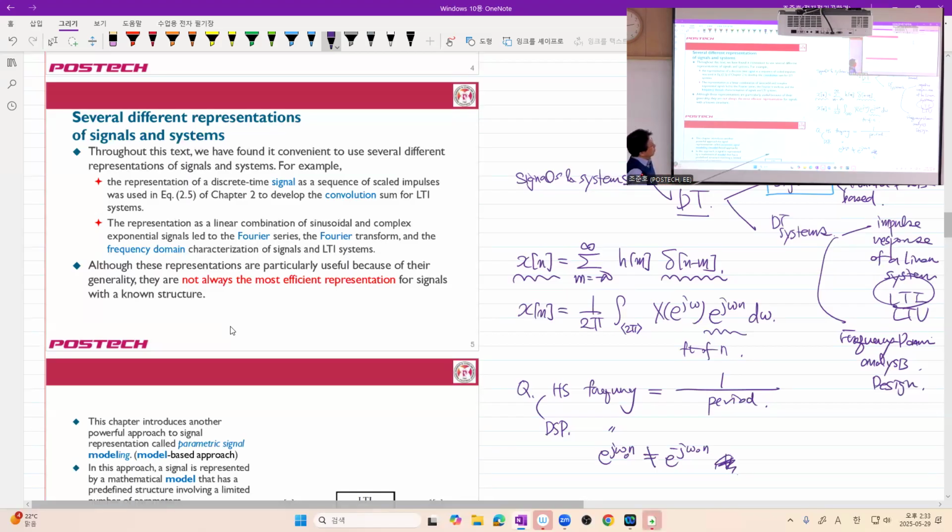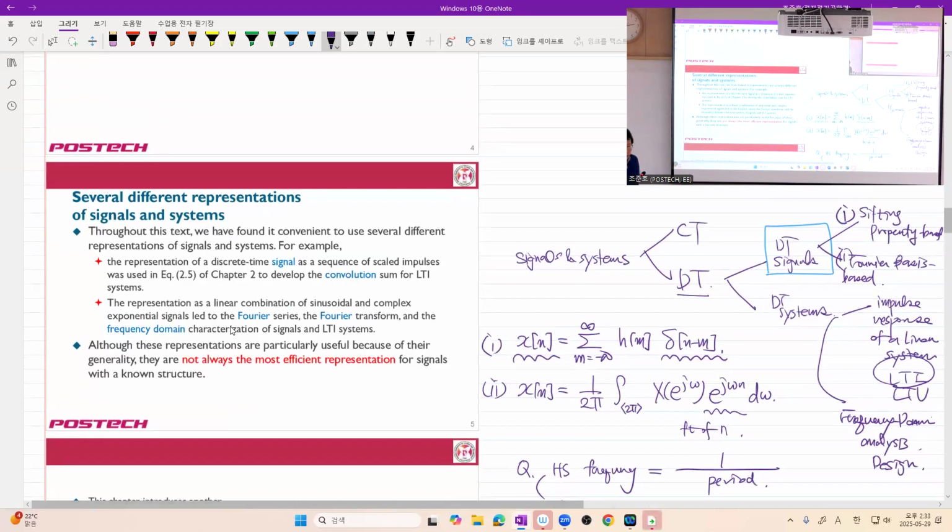Anyway, so our second representation gave us the chance to develop frequency domain approaches to analyze and design systems and signals. And that was almost every part of undergraduate signals and systems and digital signal processing course.